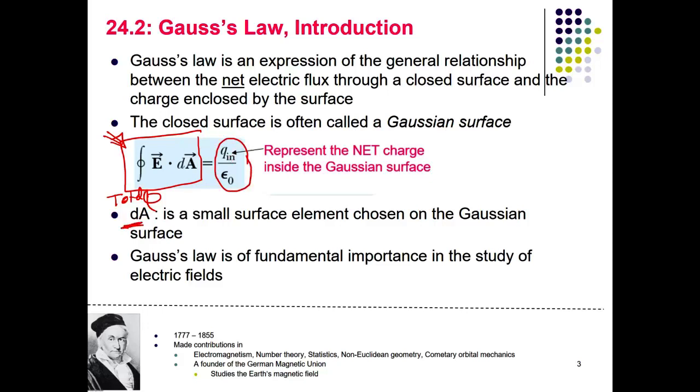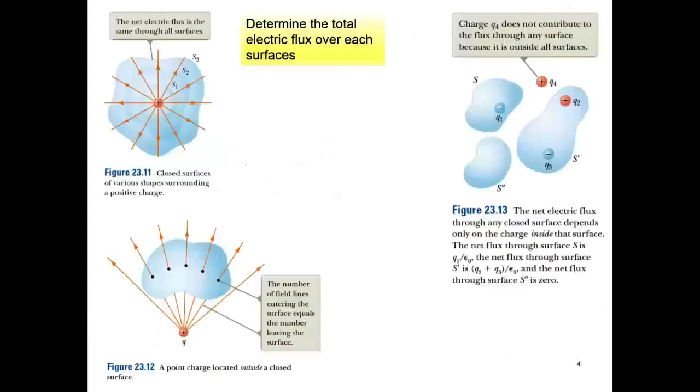Now, what's dA here? dA is a small surface element of the Gaussian surface that we're going to use in the problem. Now, what's the usefulness of Gauss law? Gauss law is very powerful. It's used to calculate electric field in problems that have symmetry. But before we go into this, let's get a little familiar with Gauss law and calculate some things. Let's find the total electric flux over each of the surfaces.